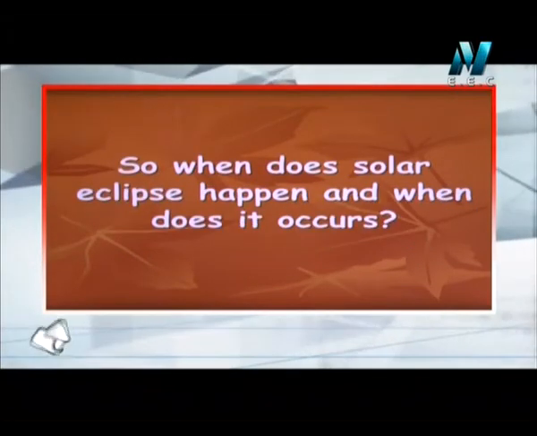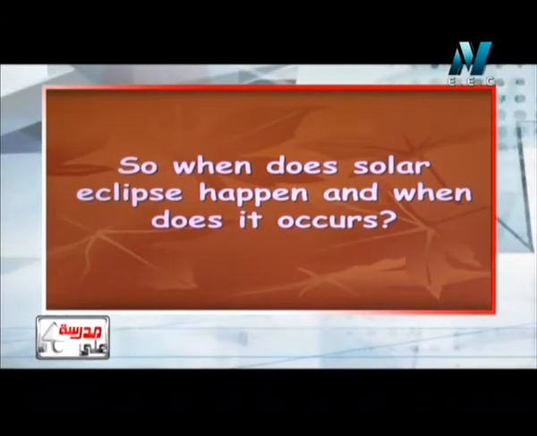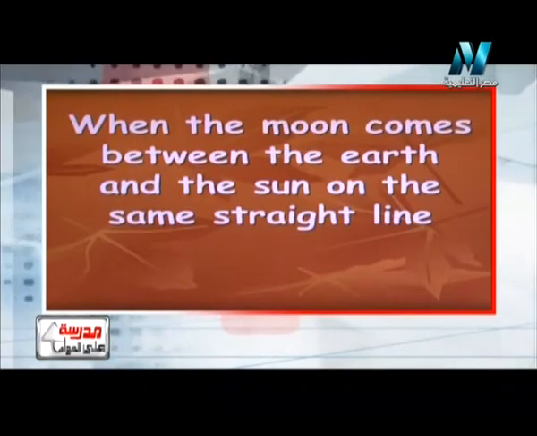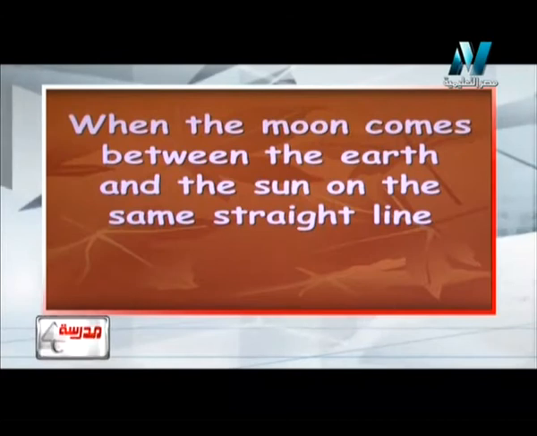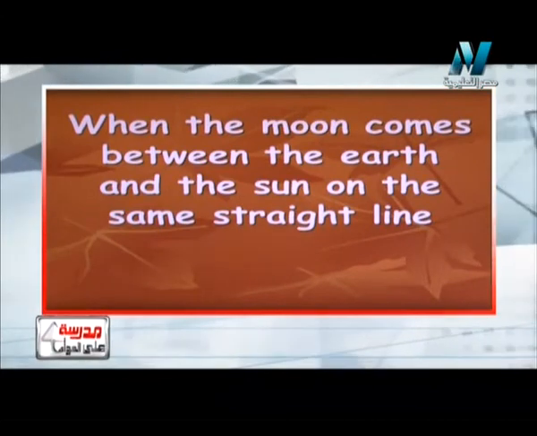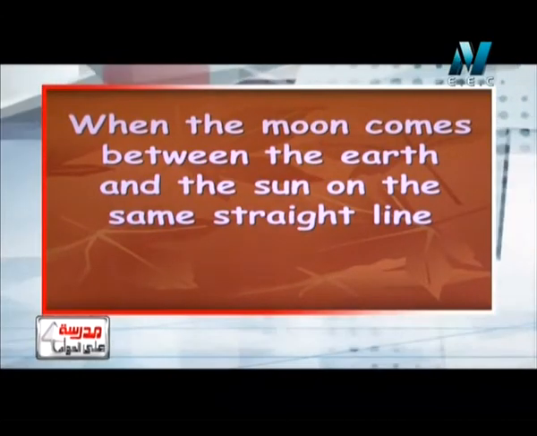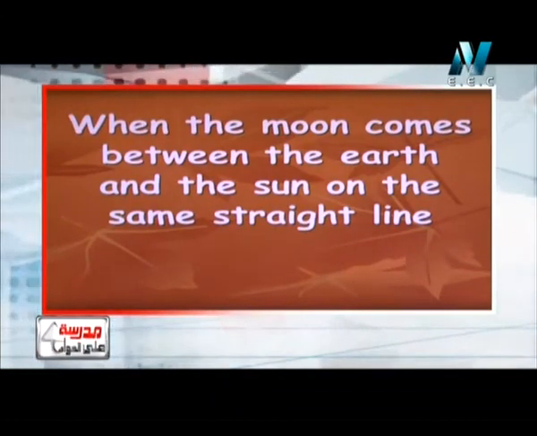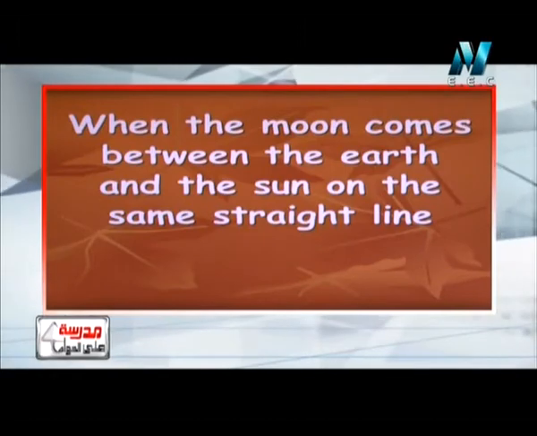So, when does a solar eclipse happen or occur? Okay, now let's study. It occurs when the Moon comes between the Sun and the Earth, we saw that. That's the very important condition. The Moon comes between the Sun and the Earth on the same straight line. That's the other condition. All of them must be on the same straight line.